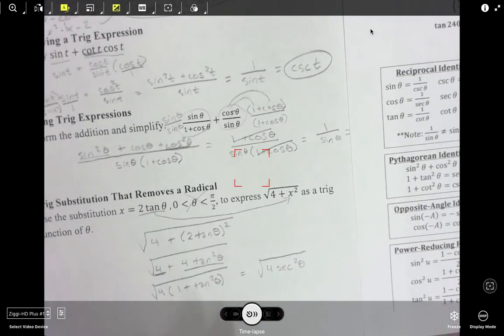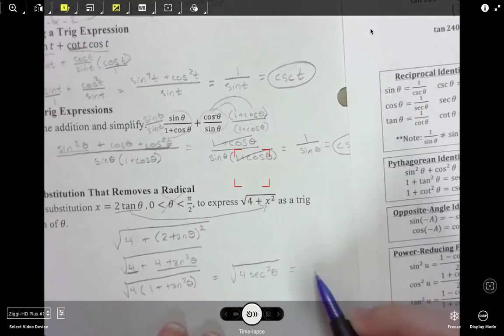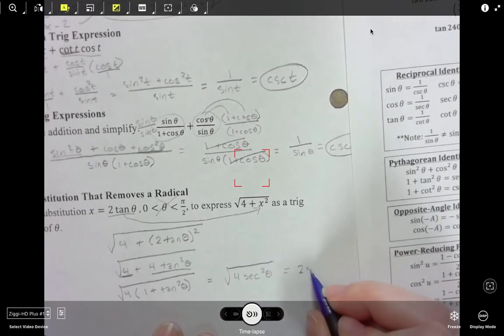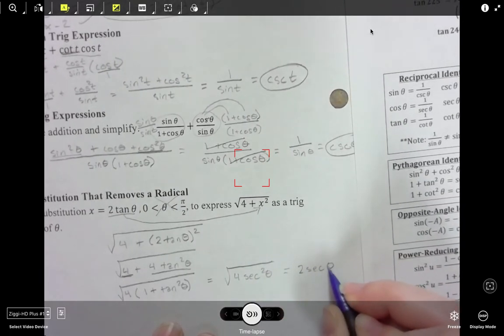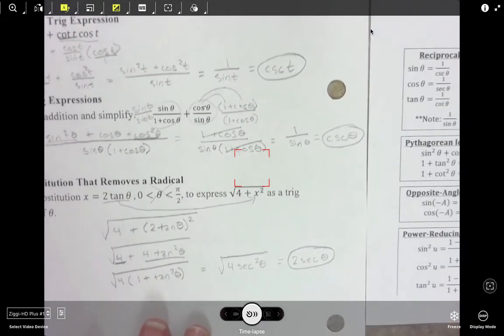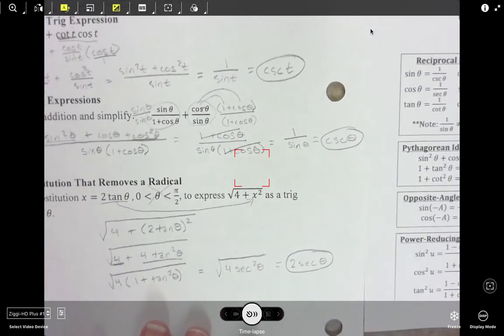And since I can take the square root of both of those things, the square root of 4 is 2, and the square root of secant squared is just secant. This is just 2 secant of theta. That's it. And we're done.